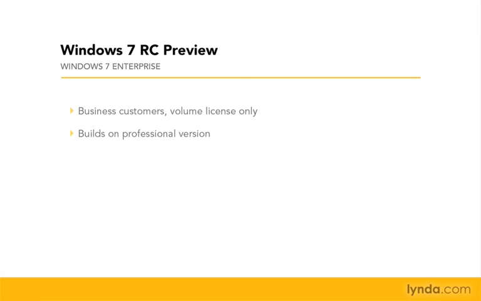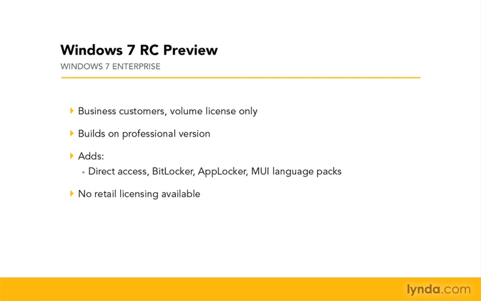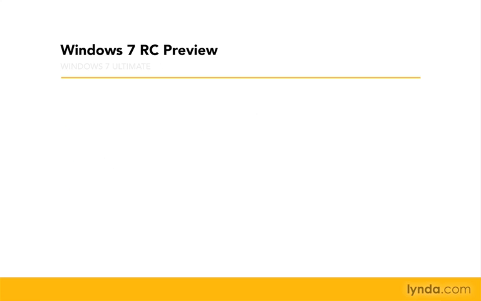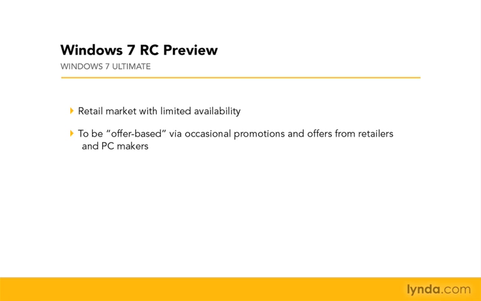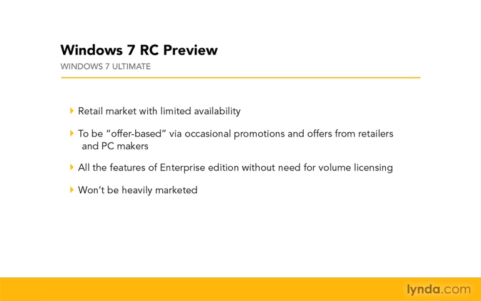This is really targeted to business customers and will be available through volume licensing only. So you will get Direct Access, BitLocker, AppLocker, and those language packs, but there will be no retail licensing available for this edition. So what about the person who wants to have all of it, but they're not an actual business? Well, in that case, there will be something called Windows 7 Ultimate, available through the retail market, but with limited availability. It's going to be offer-based through occasional promotions and offers from retailers and PC makers. It's going to have all of those features of the Enterprise Edition, but you won't have the need for volume licensing. This one won't be heavily marketed.